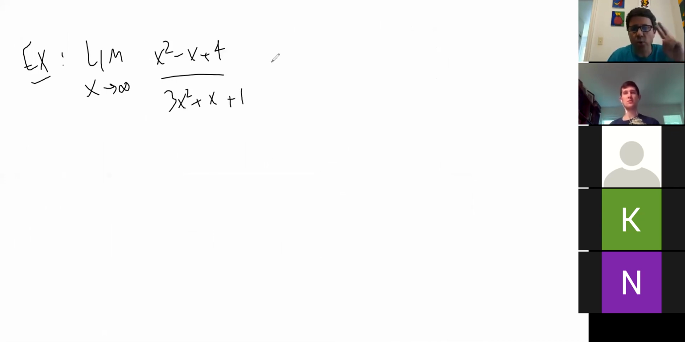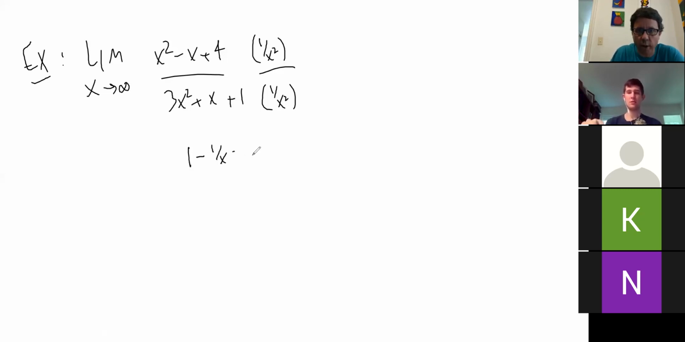Here are two ways we could go about it. You could multiply the top and the bottom by the same thing, 1 over x squared. You multiply the top and the bottom by 1 over x squared, and this whole fraction distributed through will become 1 minus 1 over x, plus 4 over x squared on the top. The bottom will become 3 plus 1 over x plus 1 over x squared.